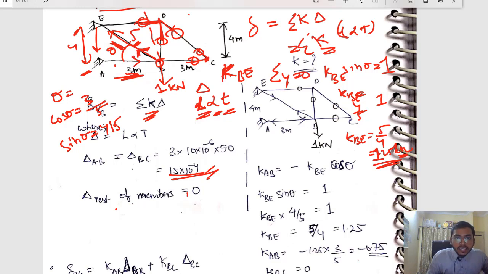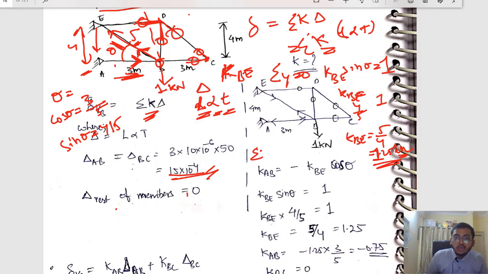Now I am assuming the direction as compression, because obviously the component of BE, the member BE, will be going in this direction. So to be in equilibrium, my force in the member AB should be going in this direction. Agreed? So obviously it should be in compression, but let us see. I am just assuming compression. If the negative sign comes, then again I have to change it to tension, right? So let us see if my assumed direction is correct.